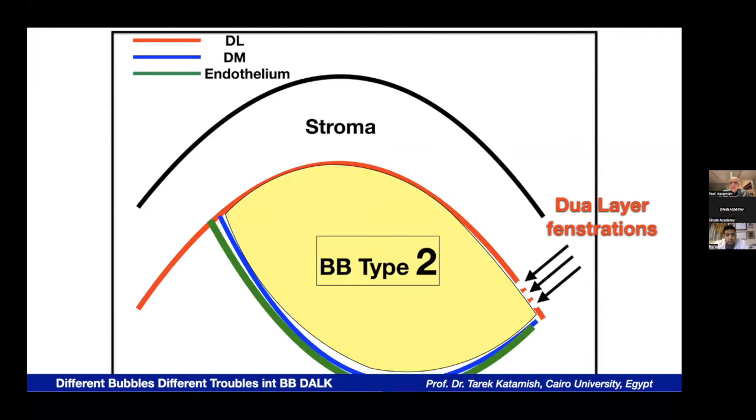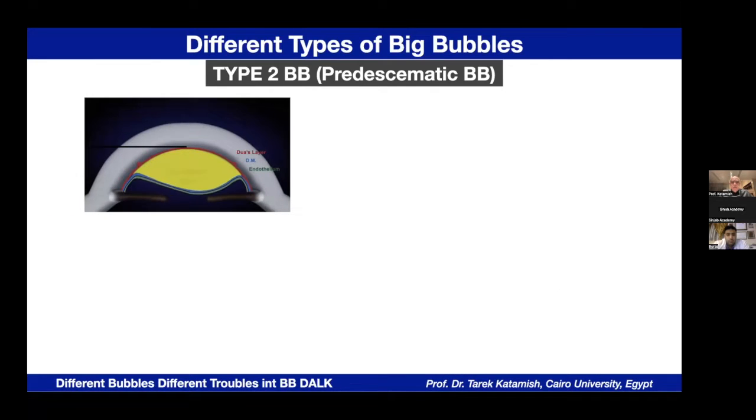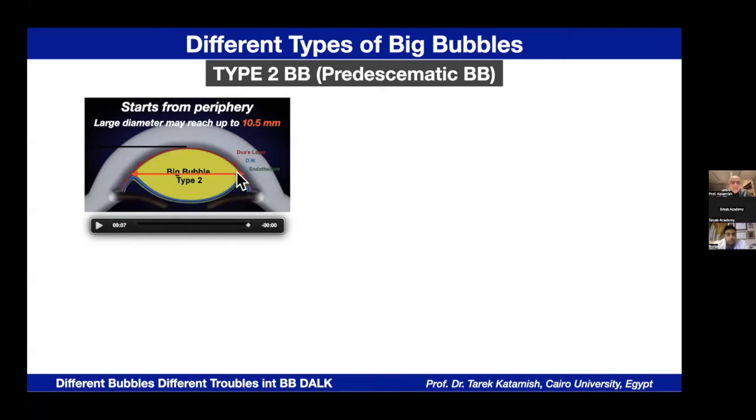So when you inject air, you will have this air escaping and making separation of this membrane, forming big bubble type 2. This is the explanation of why big bubble type 2 usually starts from periphery to center. And there is no limiting anatomical factor for this bubble to expand. It may reach up to 10.5 millimeters, or it may reach from limbus to limbus, because there is no attachment of the stroma, as I have mentioned with type 1.